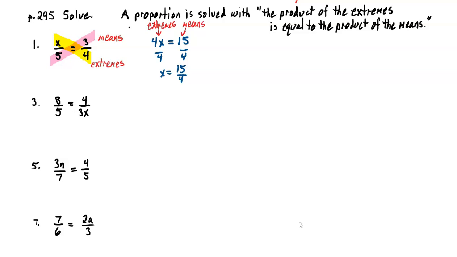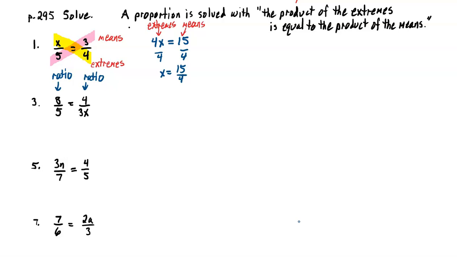Now, number 3, solve this equation. This equation is called a proportion. I know it's a proportion because of its format. This is a ratio, right? One number compared to another using division. And this is a ratio. An equation that has a ratio on both sides of the equals is called a proportion. So as soon as you recognize it's a proportion, apply the theorem.